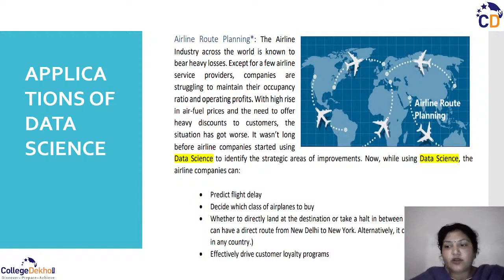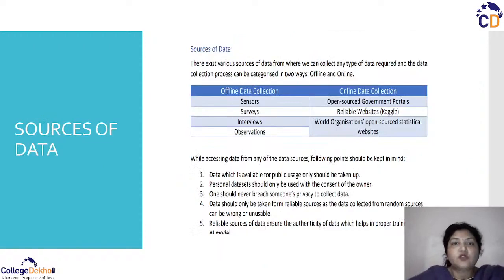Now let us go into the detail part: how it works, how it collects the data, what the types of data are, what the sources of data are, and what the errors and issues behind that are. So the sources of data: there are two sources. While collecting the data we can use two sources. The first is offline sources and the second is online data collection.